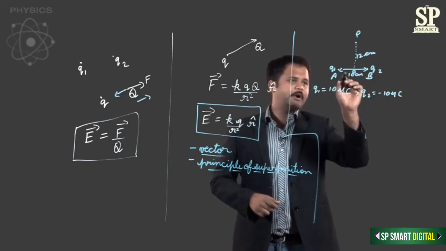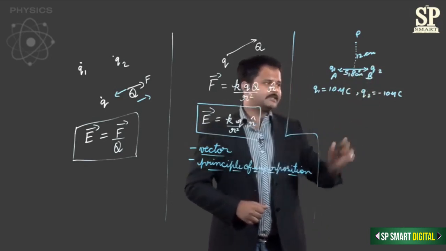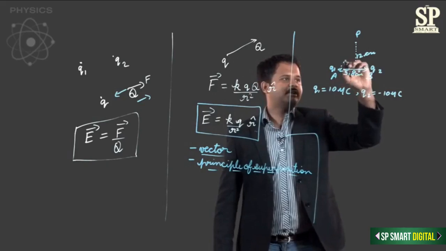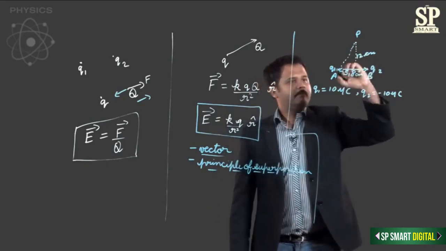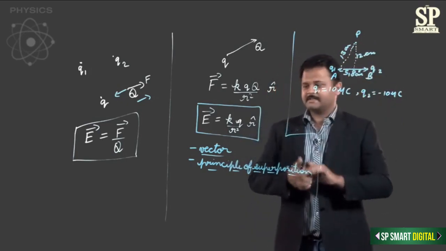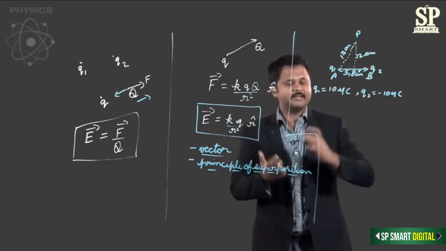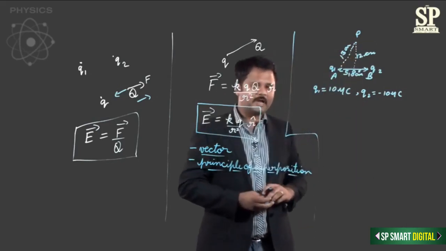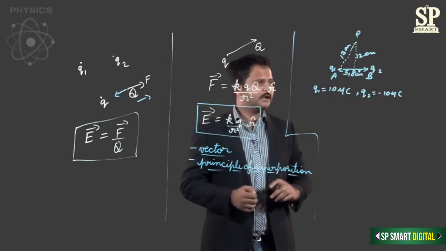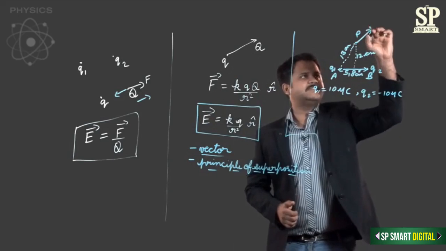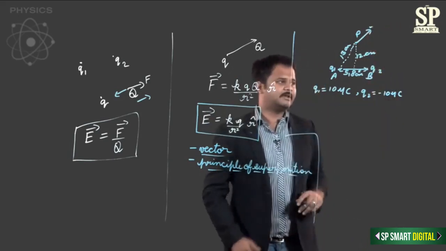If this is the center point and AO becomes equal to 5 centimeters, same is the case for OB, then this looks like a right angle triangle if we consider AOP, meaning AP should be 13 centimeters. And AP, you can see, is equivalent to r here because it is the separation between the charge and the point at which we have to calculate the electric field. So I'll call this electric field due to the charge kept at A as E1. Its direction will be like this.